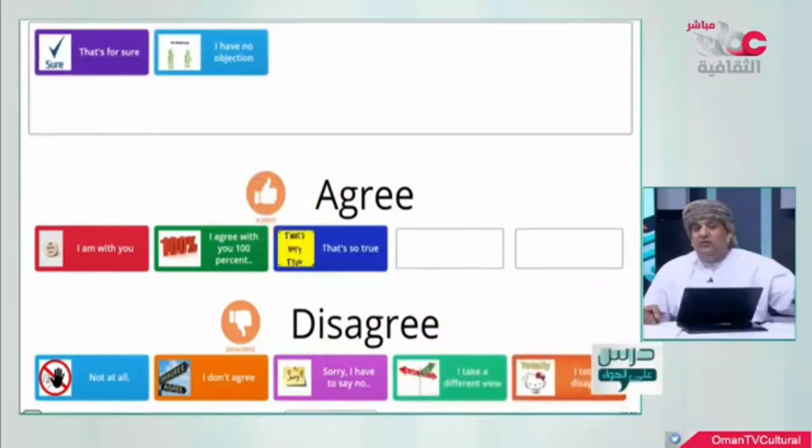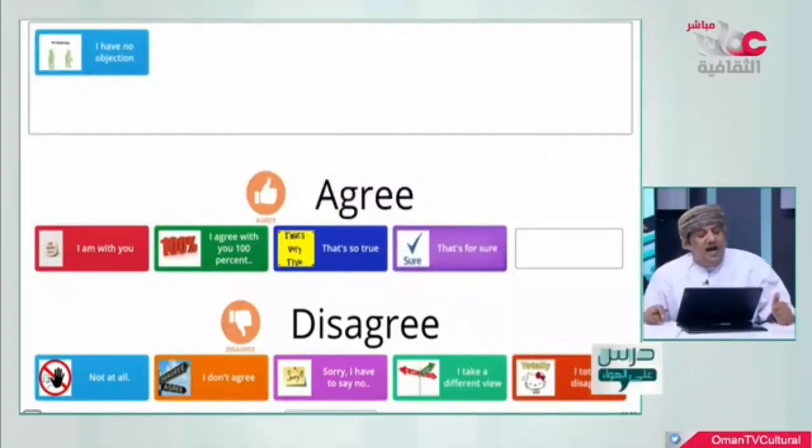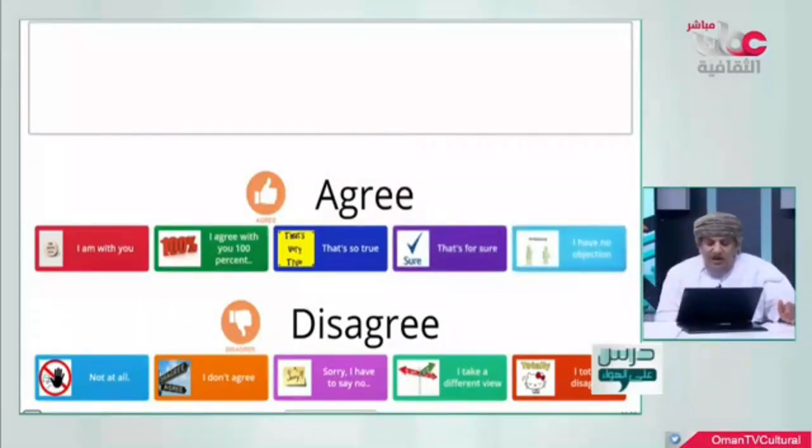Okay. "That's for sure." Is it agreeing or disagreeing? That's for sure. And you have this tick, so this is agreeing, of course. Okay. "I have no objection." What does it mean in Arabic? لا يوجد لدي أي اعتراض. So this is agreeing or disagreeing? Of course, this is agreeing. So let's check our answers.